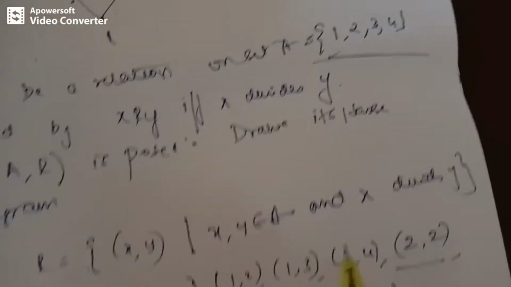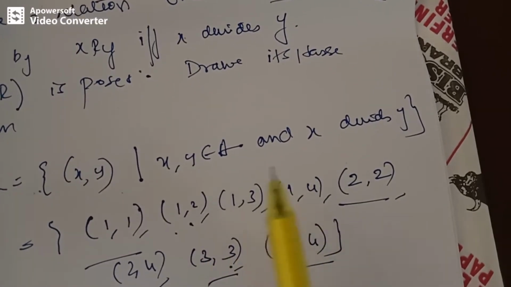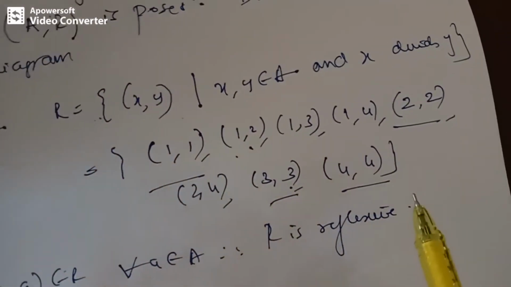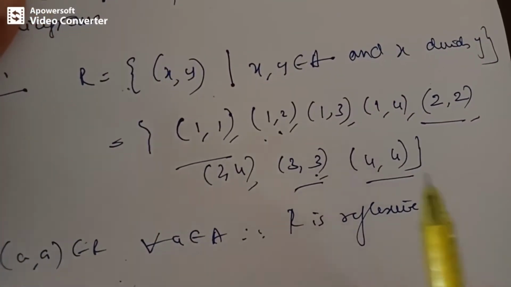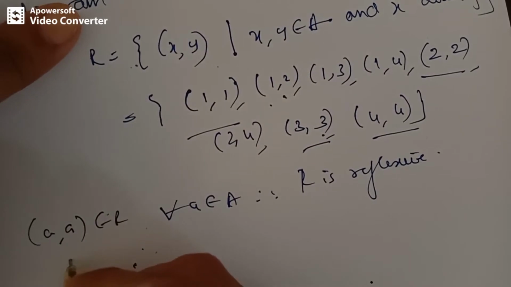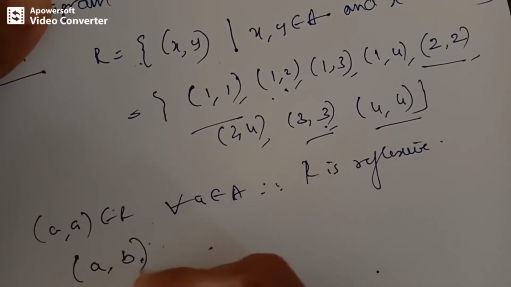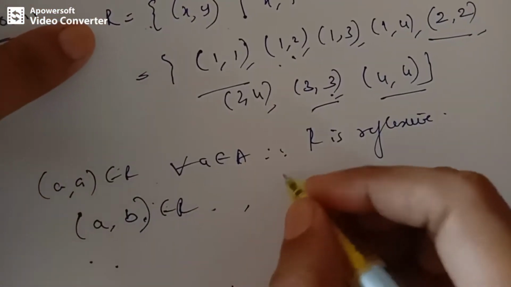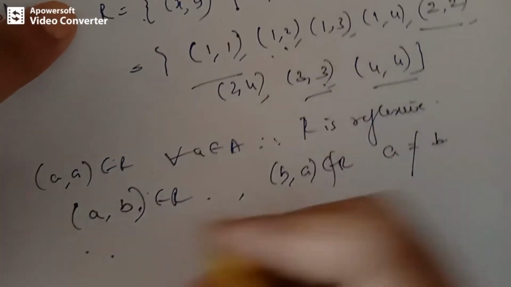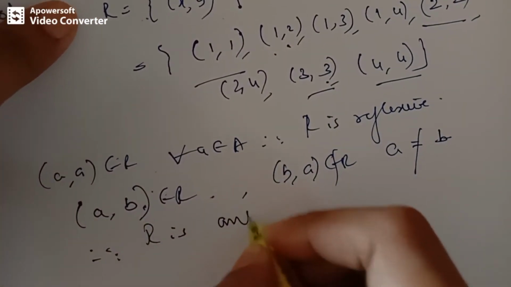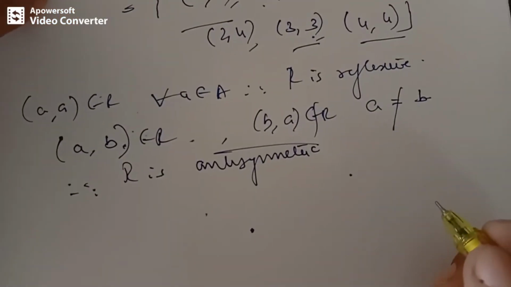Do we find (a, b) and (b, a) pairs? No, we just have the (a, b) pair, we do not have (b, a). So directly we can say that it is an antisymmetric relation. We can write, if (a, b) belongs to R, but we do not have (b, a) belonging to R, and a is obviously not equal to b, therefore R is antisymmetric. Therefore relation R is antisymmetric.